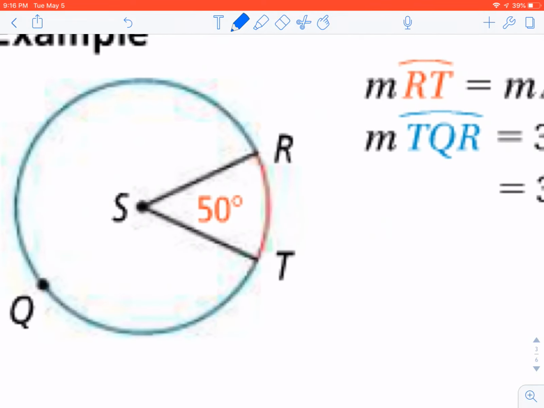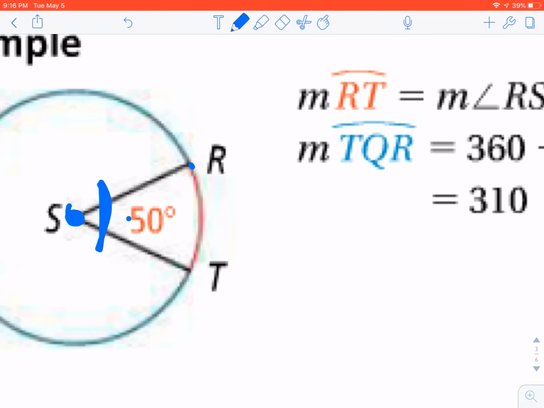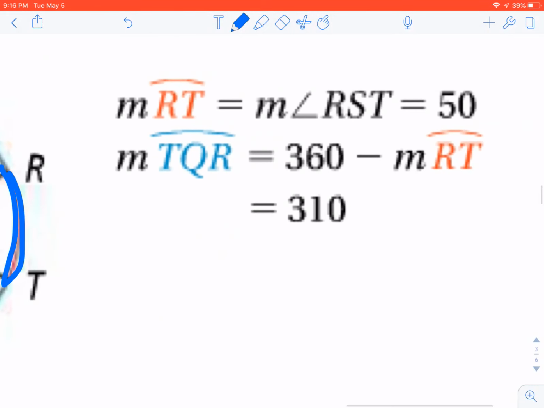So think back to that definition I gave you earlier. A central angle is an angle in a circle in which the center, or the vertex rather, of the angle is in the center of the circle. So in this case, okay, angle S is 50 degrees. The arc measurement of RT is the exact same thing as that central angle. It is 50 degrees. Okay?